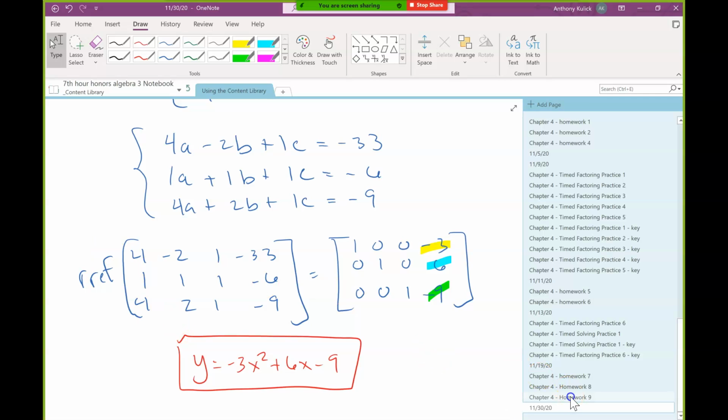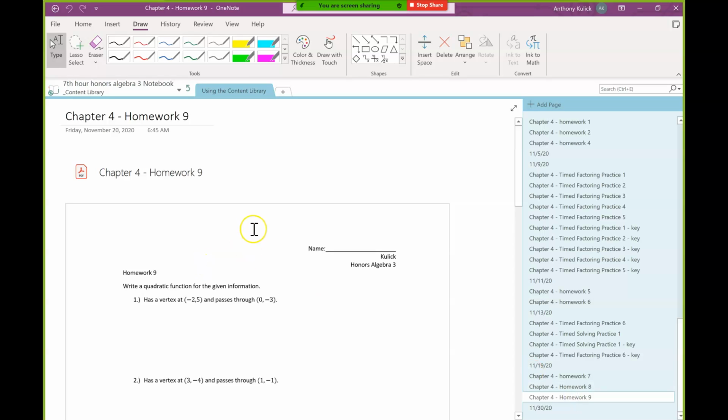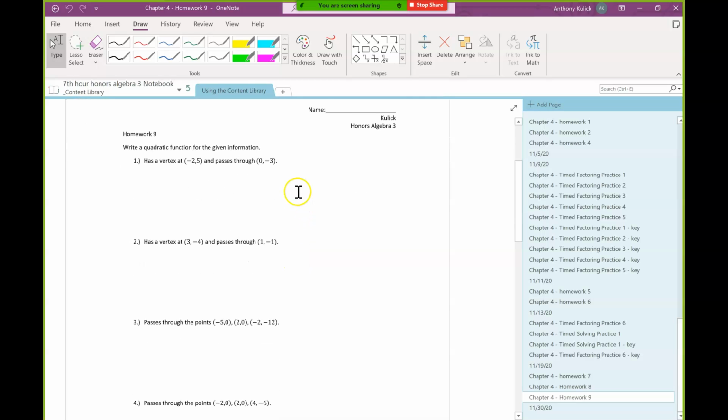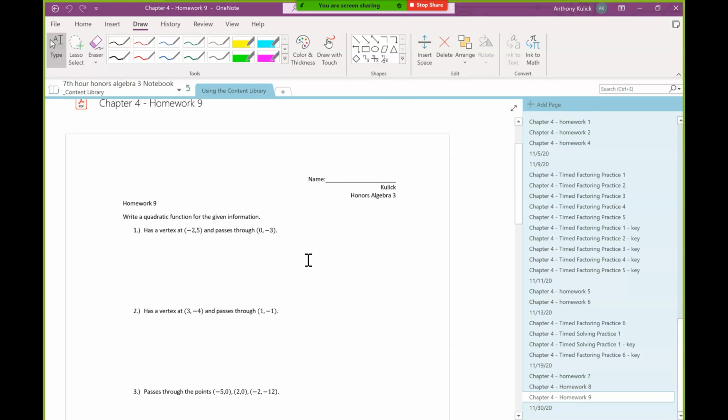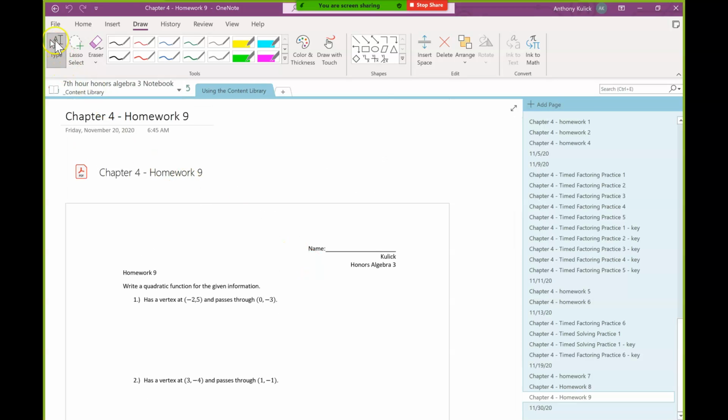So following this lesson, you should be able to do homework 9, which you can find in the content library. There are the problems for homework 9, with a couple of examples of each type. In the next class, we'll take questions, if you have any from homework 9, talk about the test format, give you the test review and answer key, and let you spend the rest of that class period working on that stuff.